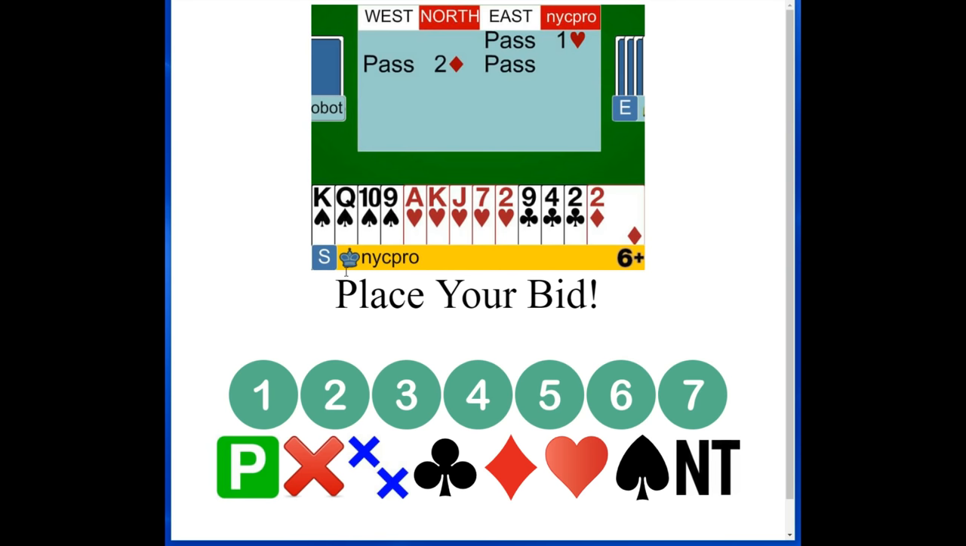I like this question. We have a good mix of answers. We have about half and half on two different bids, which means this is a very good question.